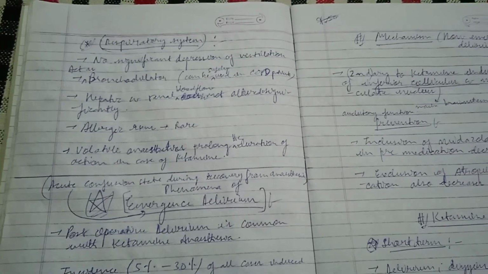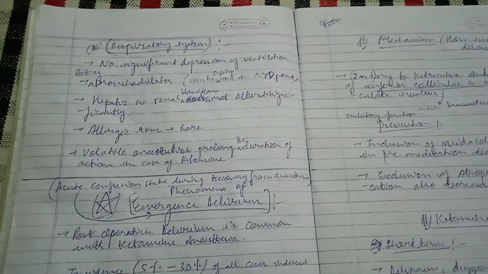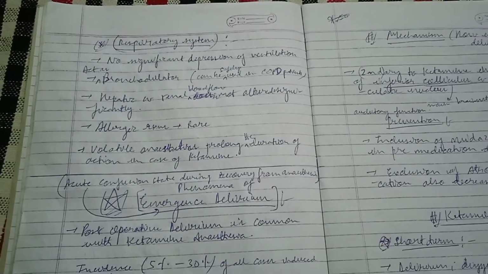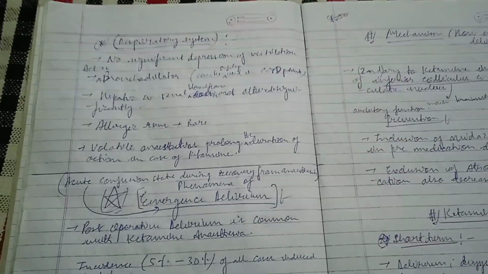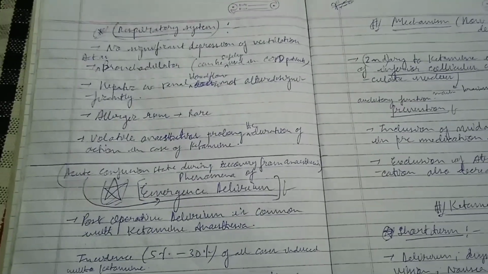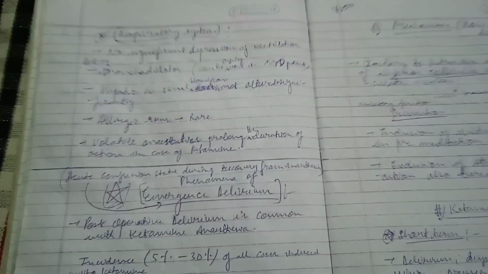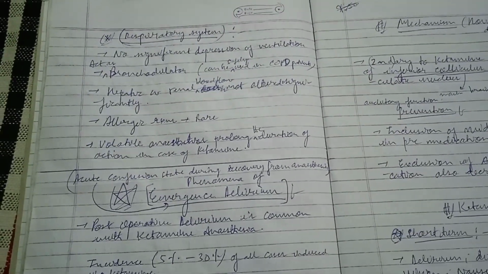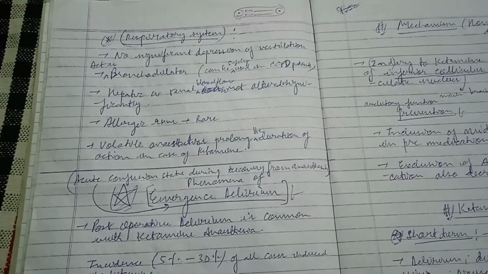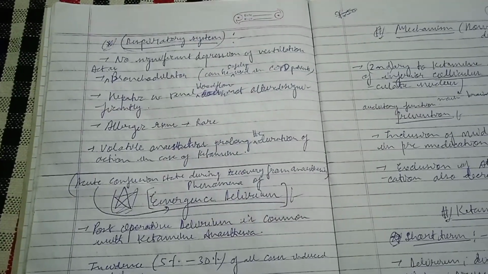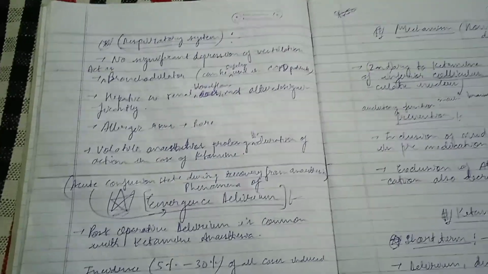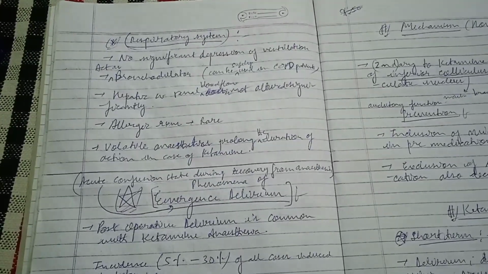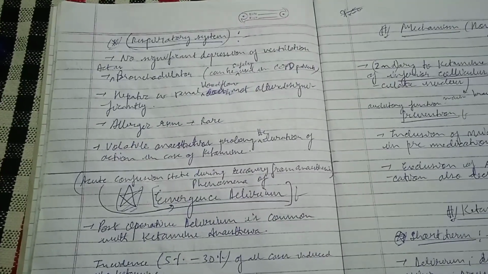In the respiratory system, no significant depression of ventilation is there. It acts as a bronchodilator, so it can be safely used in COPD patients too. Hepatic and renal blood flow are not altered significantly. Allergic reactions are very rare, and volatile anesthetics prolong the duration of action of ketamine. These are the points under the systemic effects. Have a note of it.